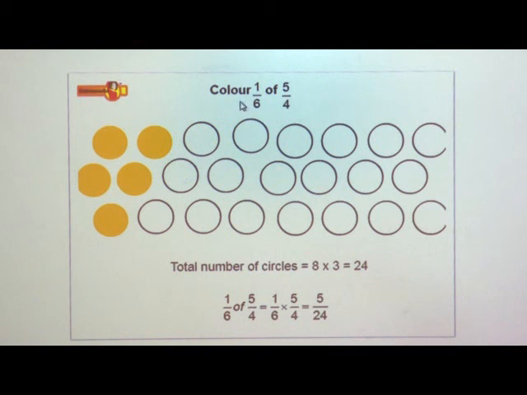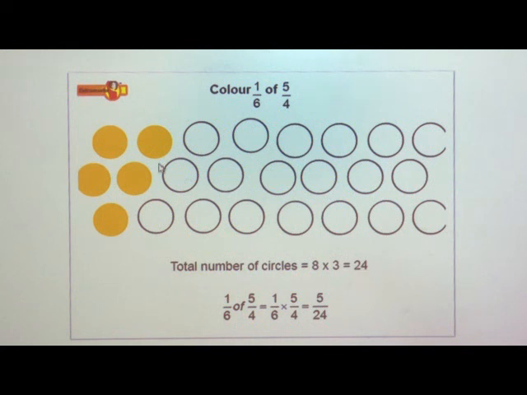One more example we will see: color 1 upon 6 of 5 upon 4. You might be totally blank, what are these 2 fractions? When it is "of", you have to multiply. Here we have some number of circles. First we will see how many circles there are in one row and how many rows there are, so we can find out the total. The total number of circles: here we have 8 circles in a row. How many rows are there? 1, 2, 3. So 8 into 3 is equal to 24.